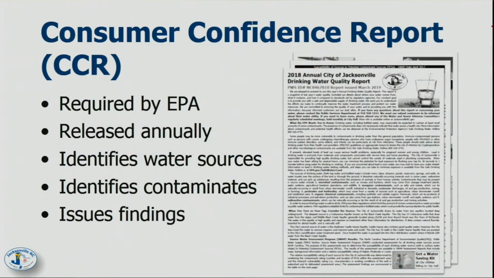It's March, so our consumer confidence report is out. We have to do this annually; it's required by EPA. It identifies our water sources, Black Creek and Castle Hayne. It identifies possible contaminants, susceptibility levels, and then it issues the findings in the report. There is required language in the report that I think can be kind of scary when you're reading it. Sometimes it scares people, so if there are any questions, feel free to call us.